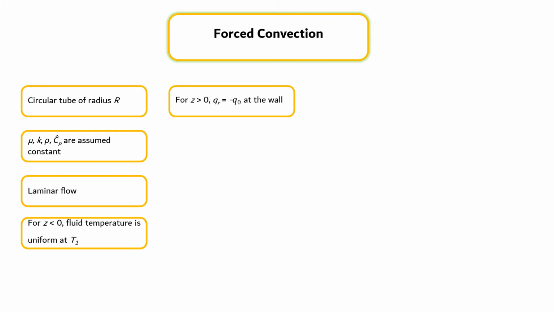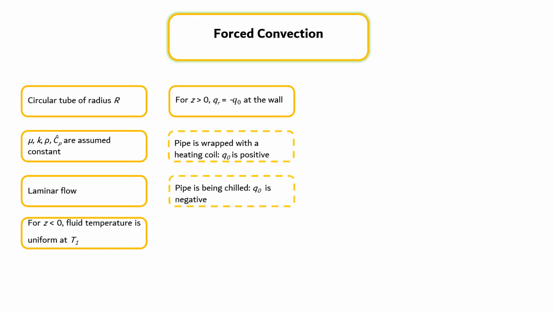Such a situation exists, for example, when a pipe is wrapped uniformly with an electrical heating coil, in which case q0 is positive. If the pipe is being chilled, q0 has to be taken as negative.